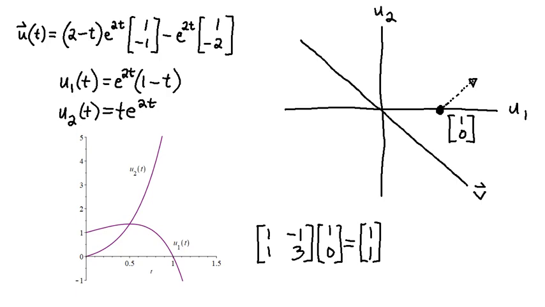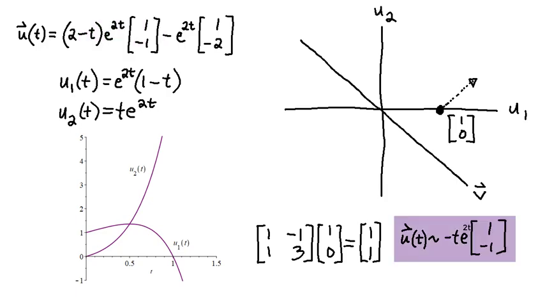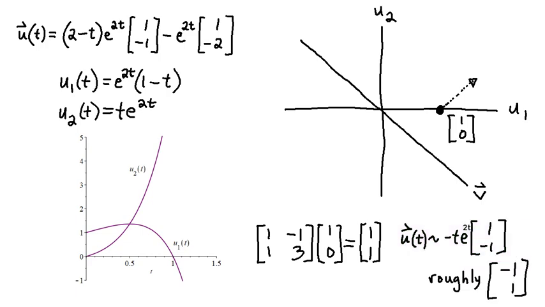Next, we'll go to the other extreme. Rather than asking what our particle is doing initially, we'll ask what is it doing as t becomes large. As t becomes large, it's easy to see that this part of the solution begins to dominate. And so the vector u itself begins to look something like this. Roughly speaking, our solution is running parallel to the vector negative 1, 1. In other words, it's running parallel to the family of eigenvectors. Putting all this information together then, we get this picture of the path traced out by our particle.